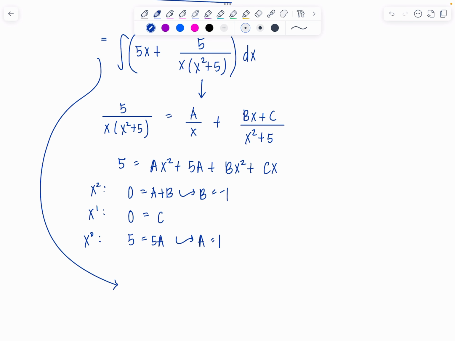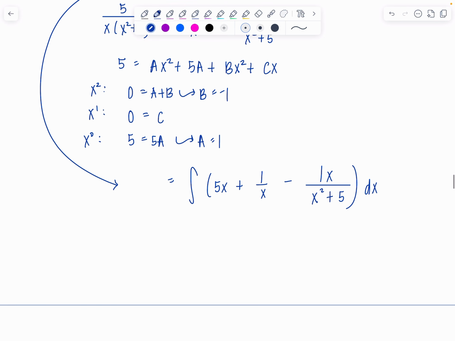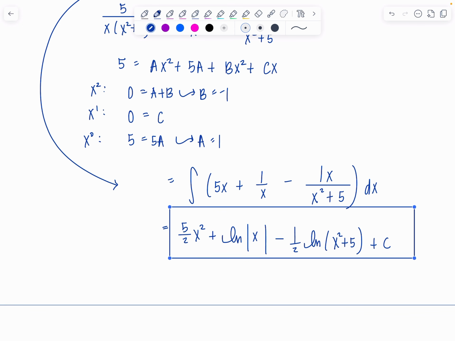So here's our integral. 5x plus 1 over x, minus (B is 1) x over x squared plus 5. Are we good? We're great, Professor V. Okay, perfect. So then from here, take the antiderivative. That'll be 5 halves x squared plus ln absolute value of x, minus 1 half ln of x squared plus 5, I don't need absolute value for the denominator, plus C. Okay, perfect.